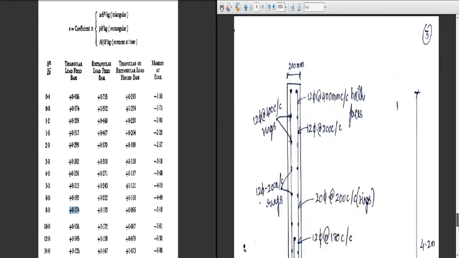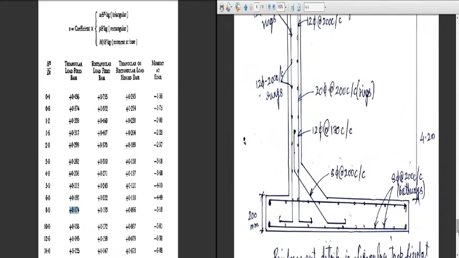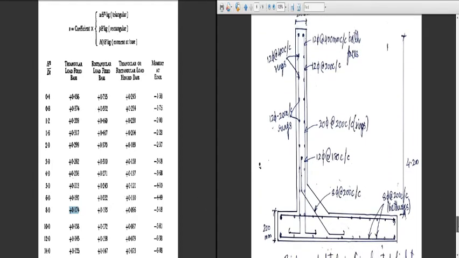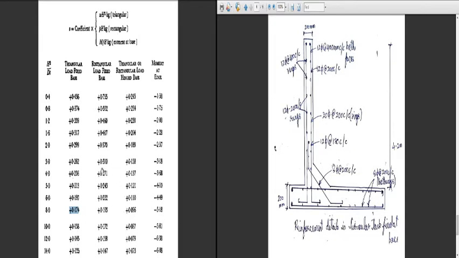So the main part we will discuss today is the reinforcement. This is the half section which we have provided. So let us see how it is done. You can see here, this is the reinforcement provided. Whatever water tank is there, that is a cut section. So this is half we have cut, and this is one of the walls.